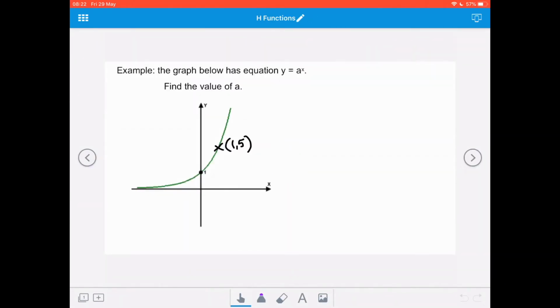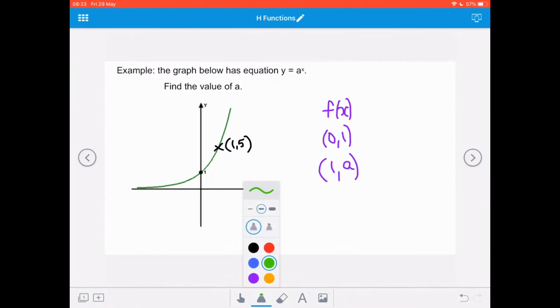So we want to consider the key points to work out this first example. The graph below has the equation y equals a to the power of x, and we want to find the value of a. So the first thing we're going to do is consider the key points. The key points of our curve are (0, 1). If f of x is our normal a to the x function, it would go through (0, 1) and (1, a).